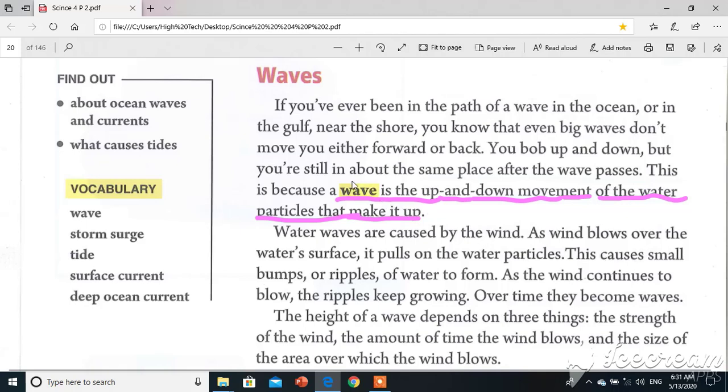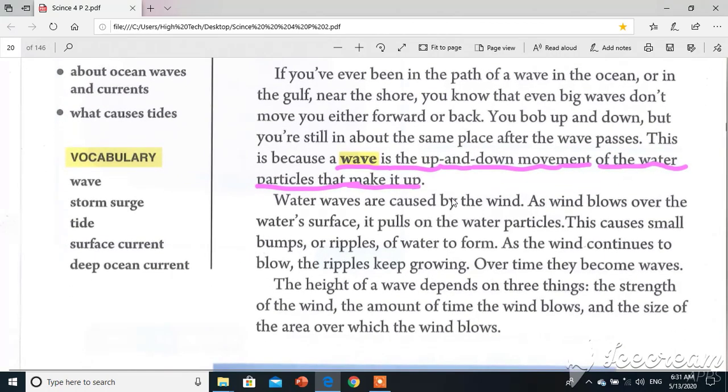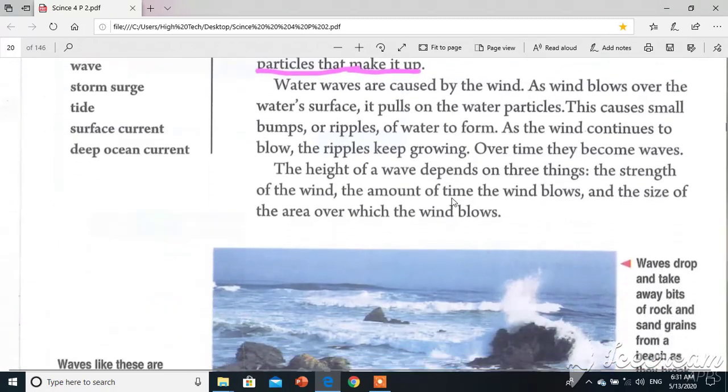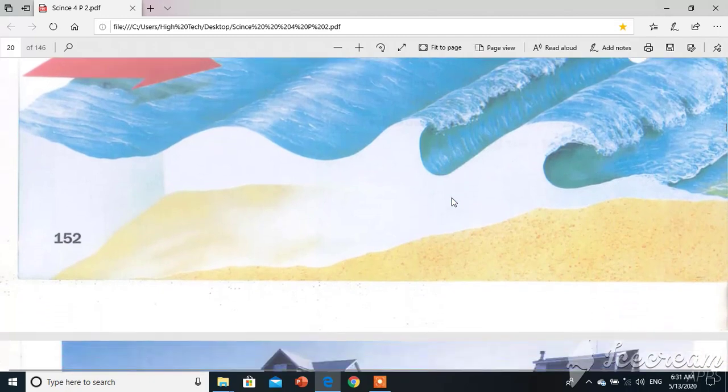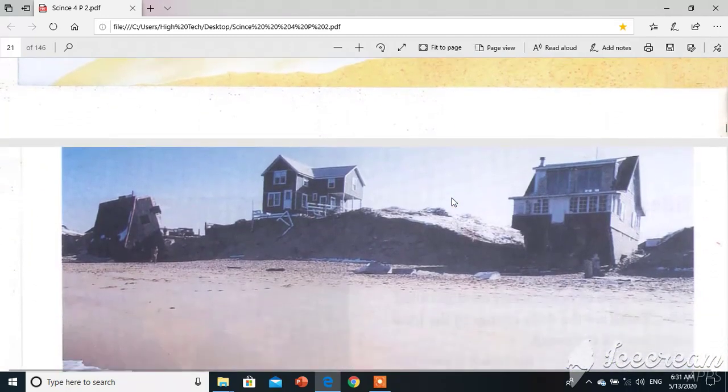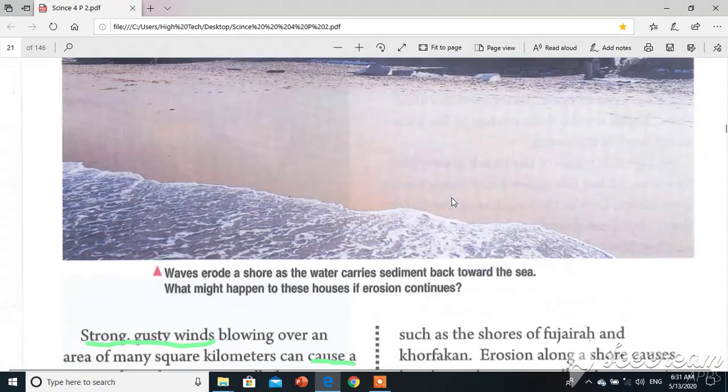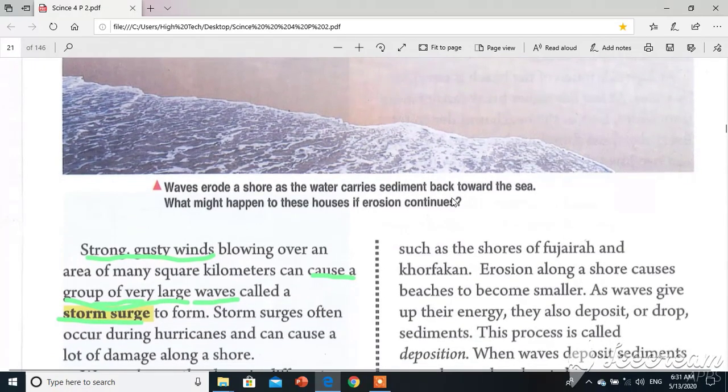Please, my lovely students, you have to restudy waves at home, and you have to memorize wave. What is a wave? A wave is the up and down movement of the water particles that make it up. And also you have to memorize storm surge. What is a storm surge? A storm surge is a group of very large waves caused by strong gusty winds.